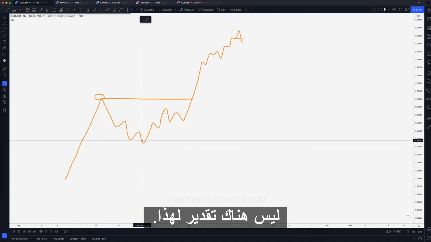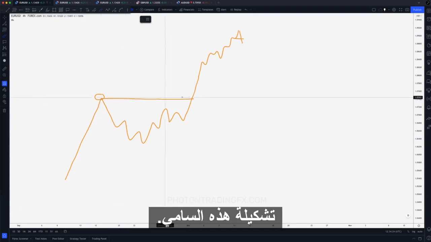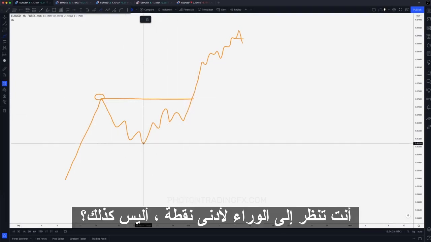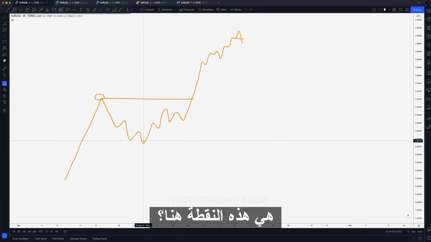There's no discretion to this. The moment you get a candle closure above the break of structure line, above this high, you look back for the lowest point. After this high was formed, where's the lowest point that went on to break it? It's this point here, okay?